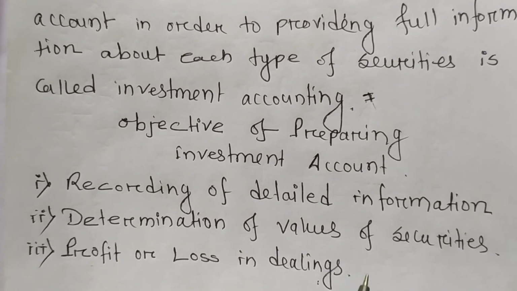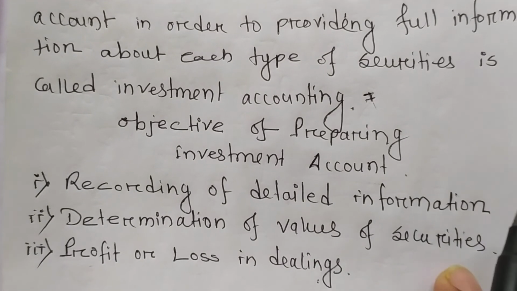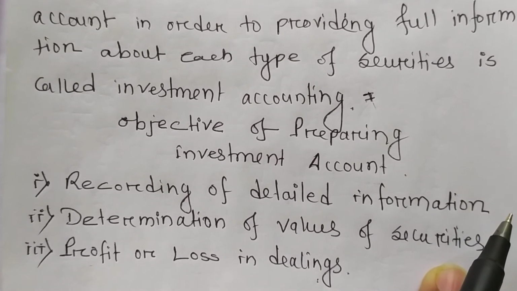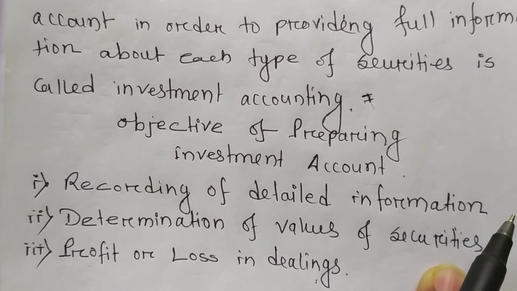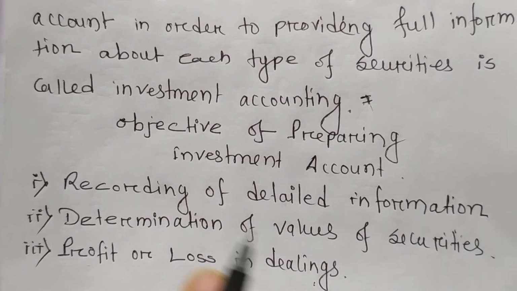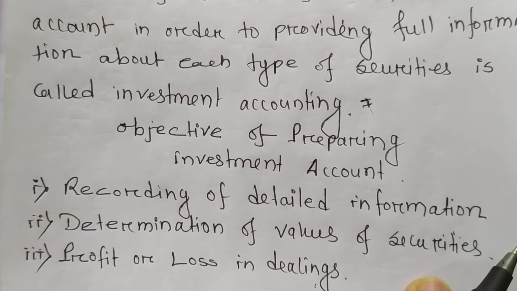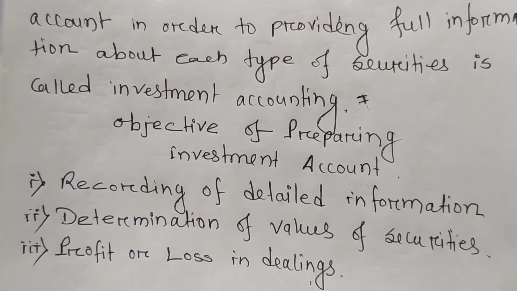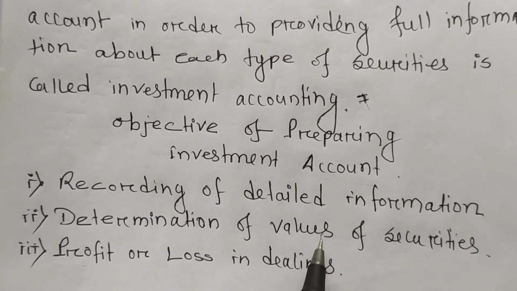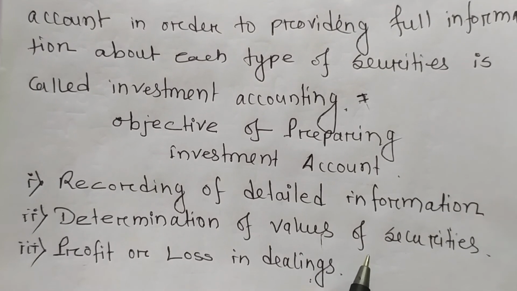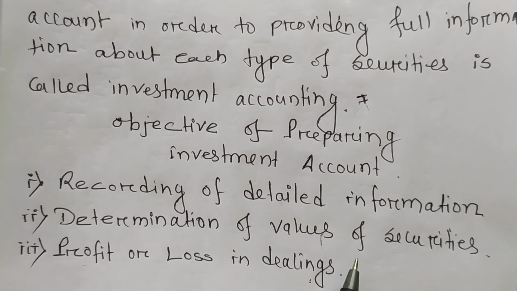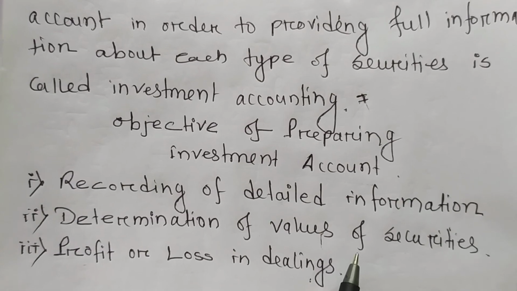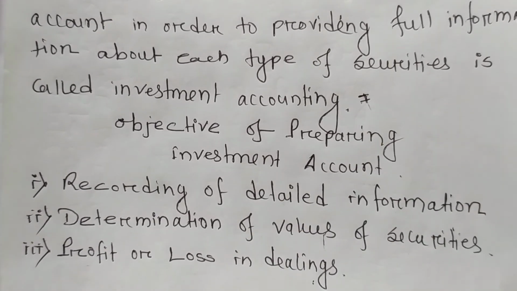Second one, determination of values of securities. With the help of preparing investment account, the value of a particular security can be determined at a point of time. That is the second objective. And the third one, profit or loss in dealings. The investment may be purchased and it may be sold out. So whether there is profit or loss on dealings in investment can also be determined with the help of preparing an investment account.